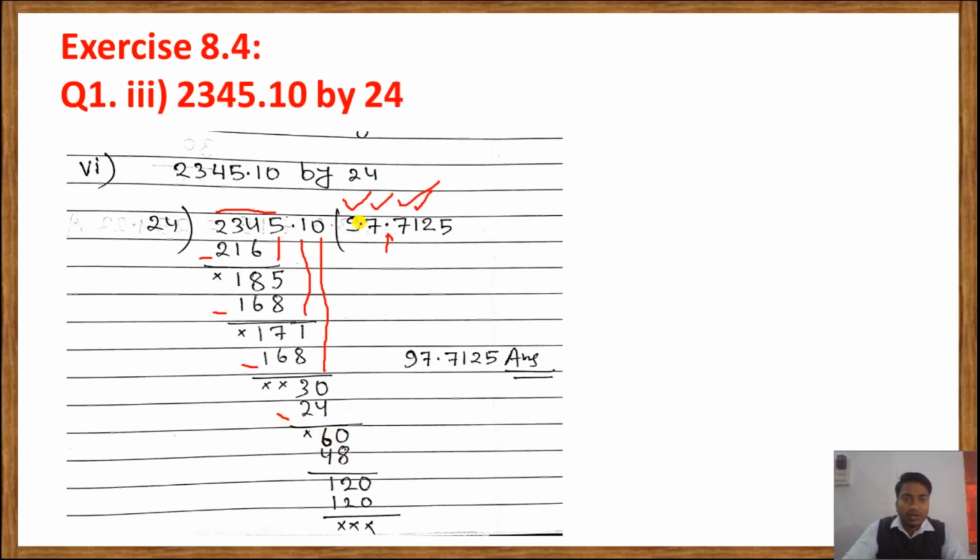Now you can see here we don't have any number, so using this decimal point we can take 0. According to that I have taken it here. Now it became 60. Now it will go 2 times. 24 into 2 is 48. When we subtract we'll get 12. Now using this decimal point only we have to take 0. So now it became 120. Now it will go 5 times. 24 into 5 is 120. When we subtract we'll get 0. So this is the answer, 97.7125. Understood?